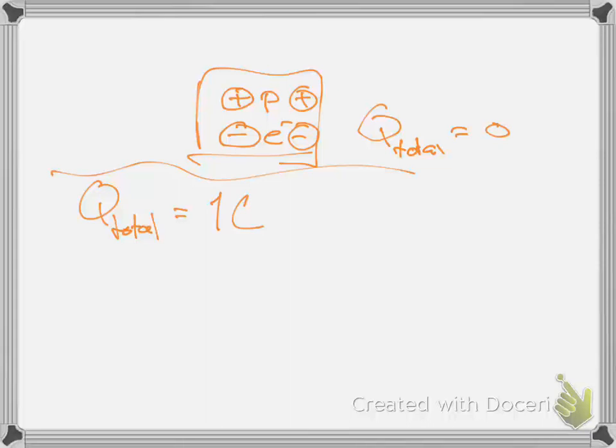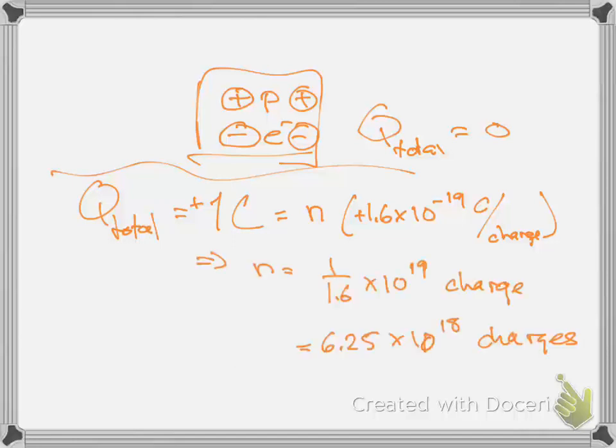I could have any number of protons and electrons, but if I have the same number of each, then my total charge is 0. That tells me how many excess of 1 I have. So if it's plus 1 Coulomb, that means I have more positive charges than negative charges, and it means I have n charges of 1.6 times 10 to the minus 19 coulombs per charge, and so n is equal to 6.25 times 10 to the 18th charges. That's actually incorrect. It's 6.25 times 10 to the 18th excess positive charges, more positive charges than negative charges.